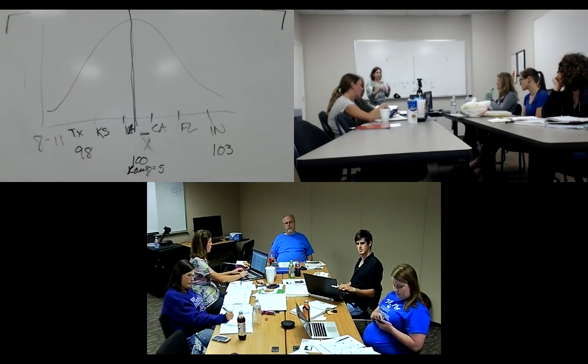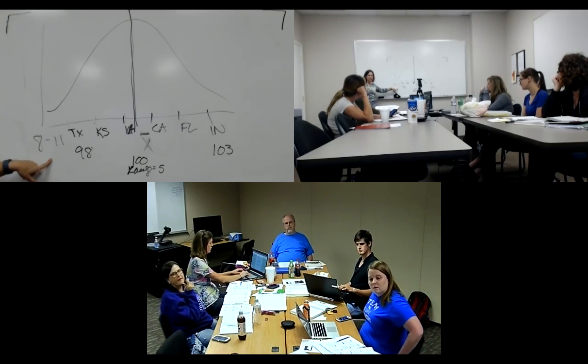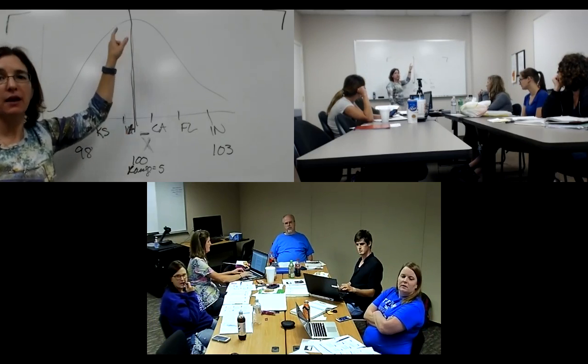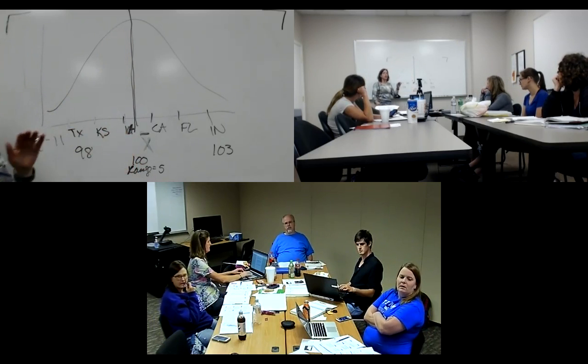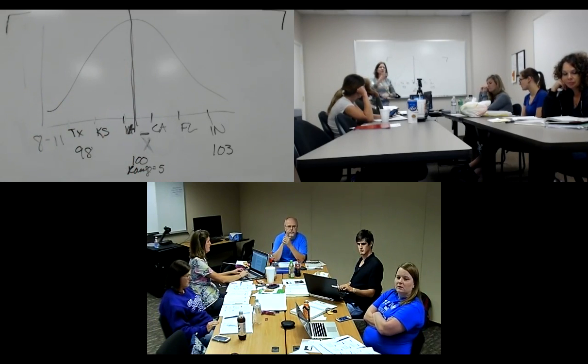But then, to infer to the greater population of all 8 to 11-year-olds throughout the country, we would figure out what this mean is. And it may be 100, it may be slightly off of 100. But we're inferring to the whole population. Take the largest one and subtract the smallest. Does that help?